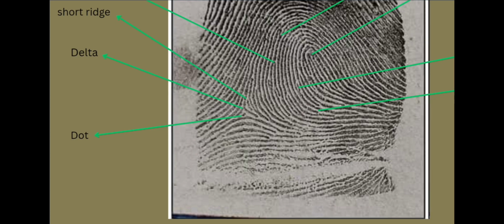And then let me go to the delta, or triradial point. It is a point on the first ridge formation at or directly in front of or near the center of the divergence of the type lines. The delta forms a Y.